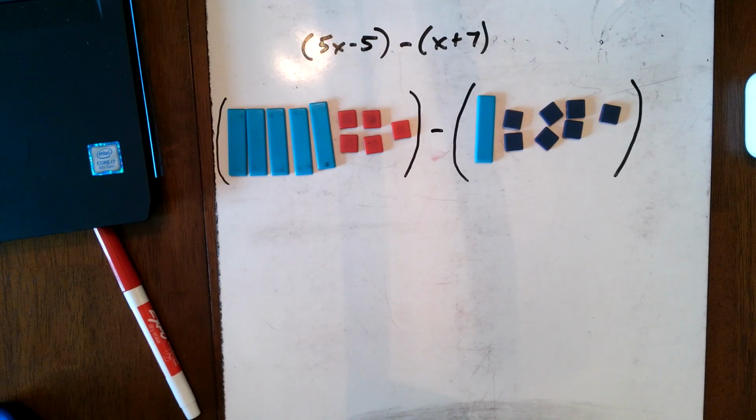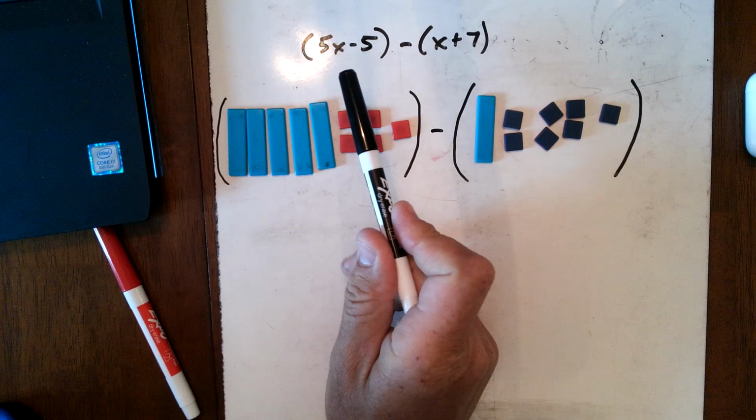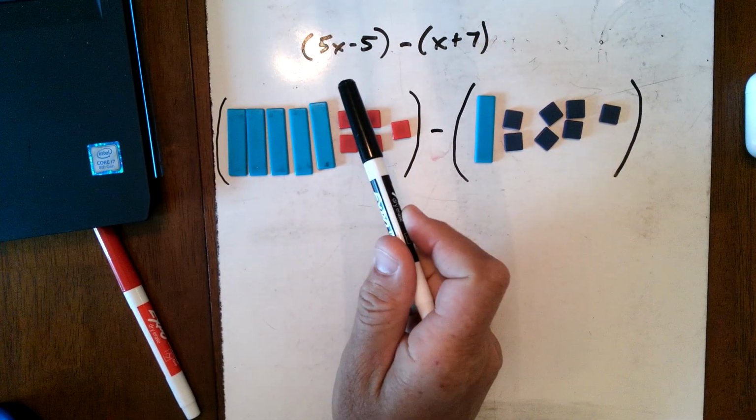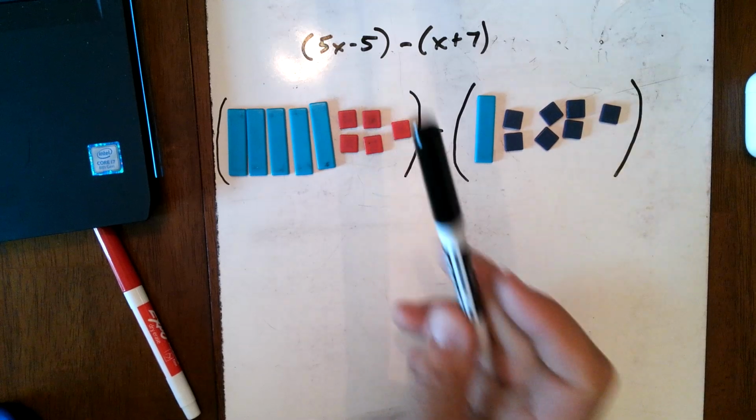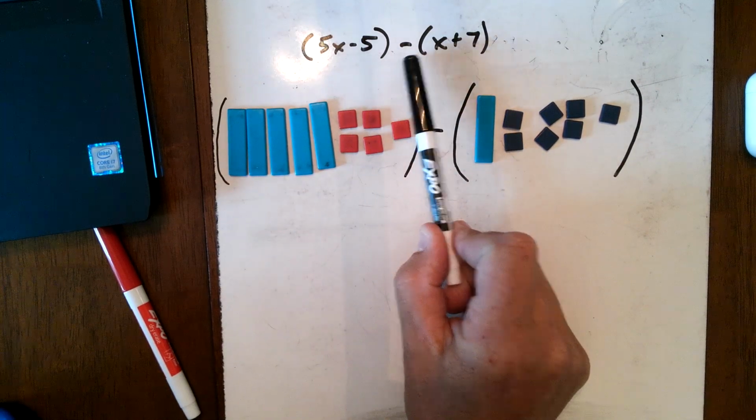Sorry that changed so quickly. I just wanted to get on to this next problem. I didn't want to waste time setting it up. Here's a similar problem. This is on page 365 in your book. It's Try These A at the very top. It says 5x minus 5 minus x plus 7.